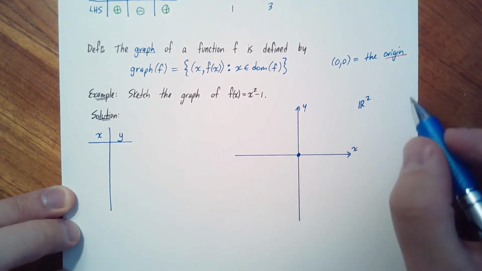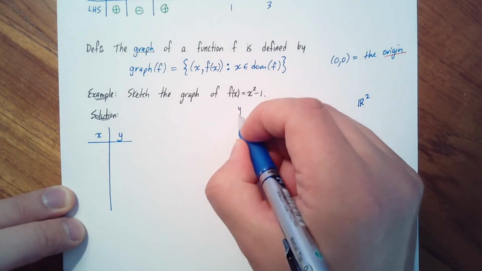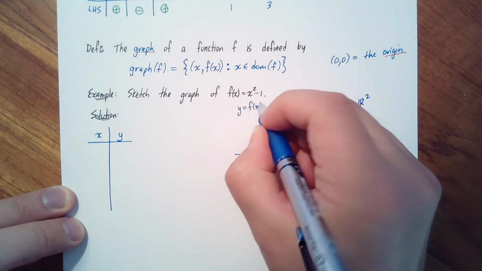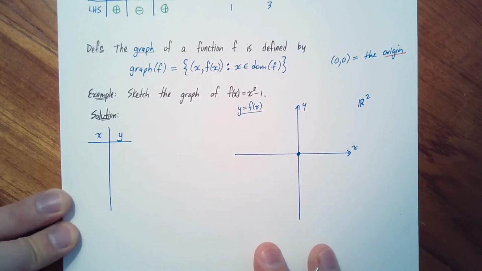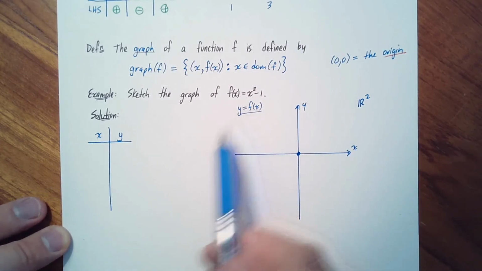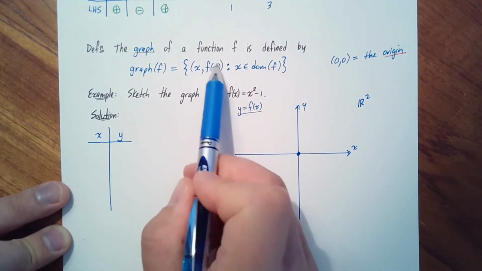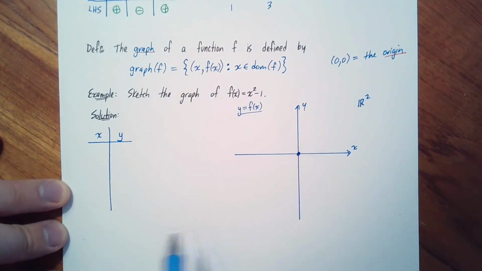Let me jot it down here. You're graphing the relationship y is equal to f of x. This is hidden in almost any graph, although you don't typically write it. But that's why y is actually the output value, f of x here, the y coordinate of each point.